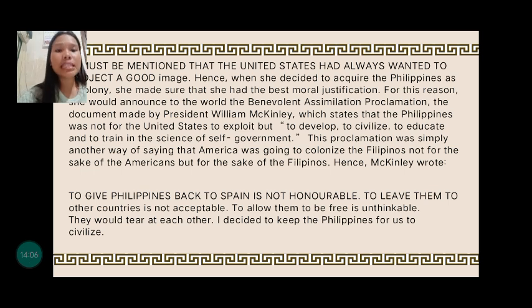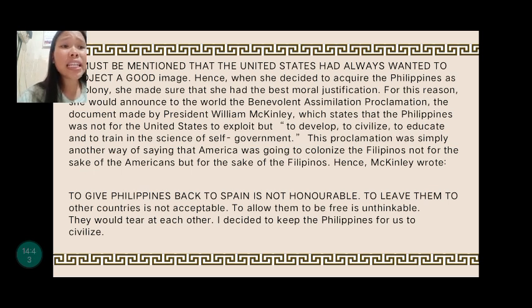This proclamation was simply another way of saying that America was going to colonize the Filipino, not for the sake of Americans but for the sake of Filipinos. Hence, McKinley wrote, this is the letter of McKinley: To give the Philippines back to Spain is not honorable. To leave them to other countries is not acceptable. To allow them to be free is unthinkable. They would tear each other apart. I decided to keep the Philippines for us to civilize. This is the letter of President William McKinley.